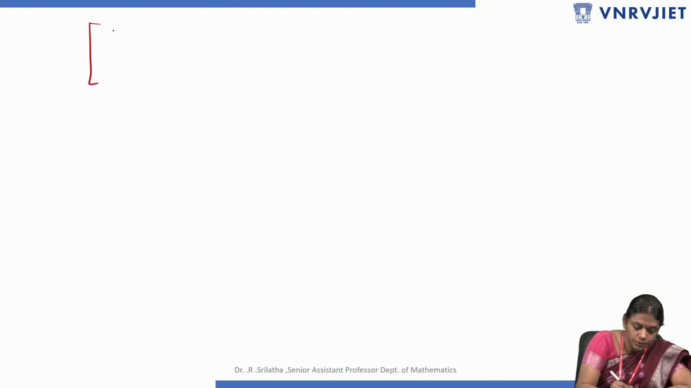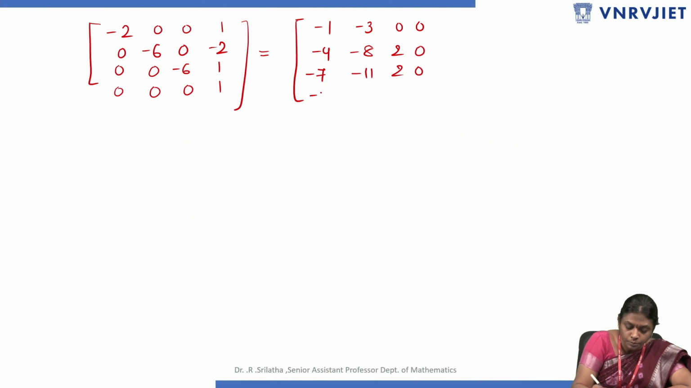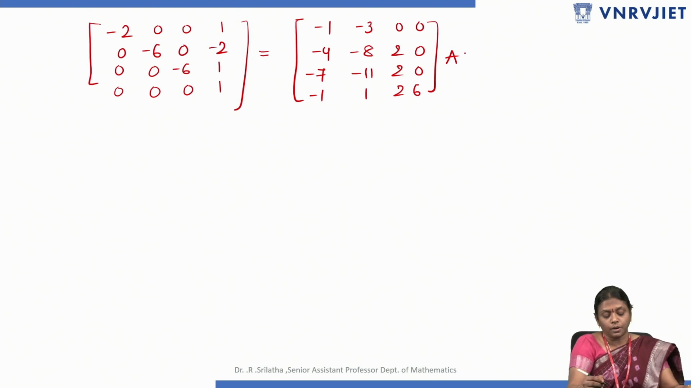So the first row elements become -2, 0, 0, 1, and this becomes 0, -6, 0, -2, 0, 0, -6, 1. Whatever the operations we will be implementing, same operations you need to implement to the middle elements, that is -1, -3, 0, 0, and -4, -8, 2, 0, -7, -11, 2, 0, -1, 1, 2, 6. So I completed my third step here.